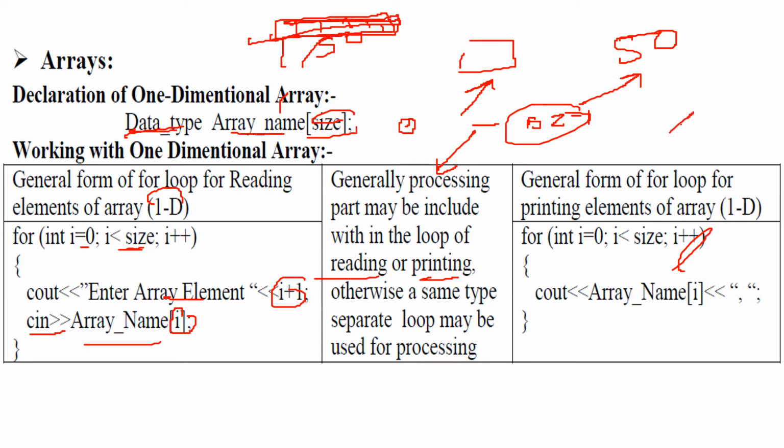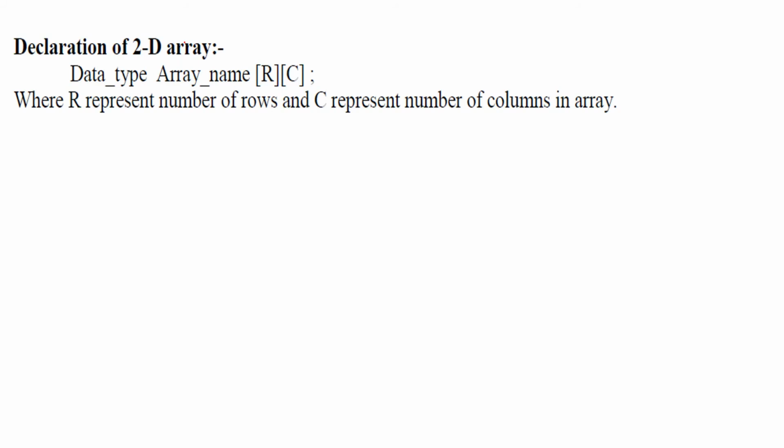So this is the general form of for loop for printing. Now this is for reading, this is for printing. So 0 to, again, size -1 we go, that is i less than size, and we just use cout with the array name with the subscript. How to declare the 2D array?